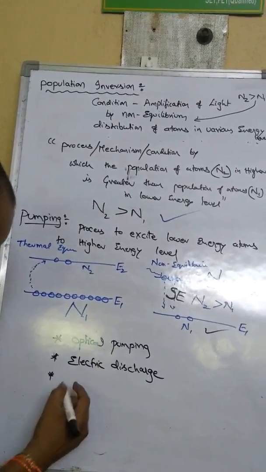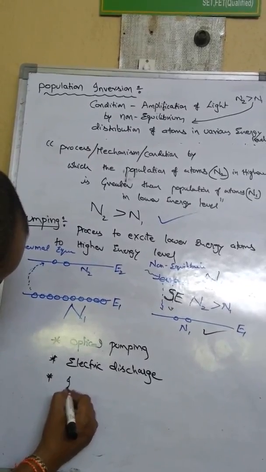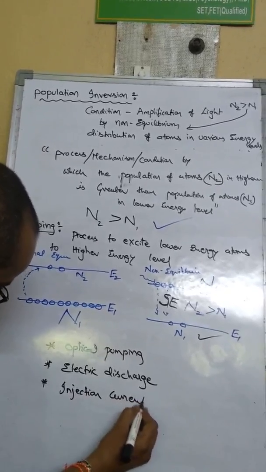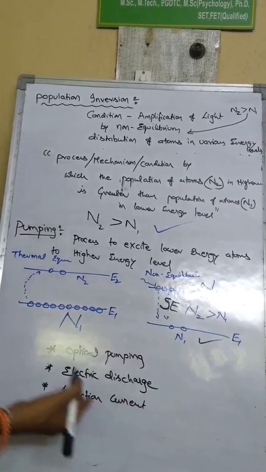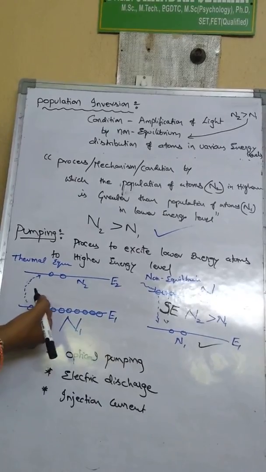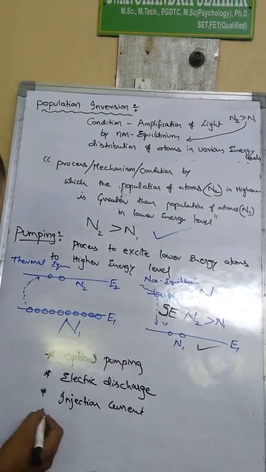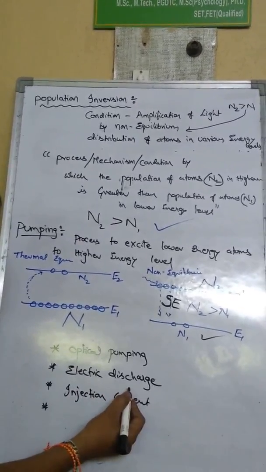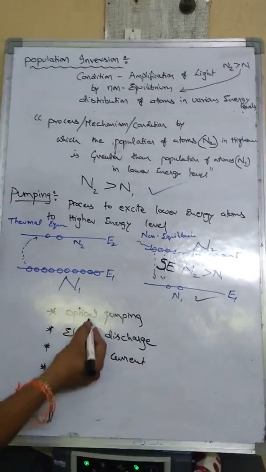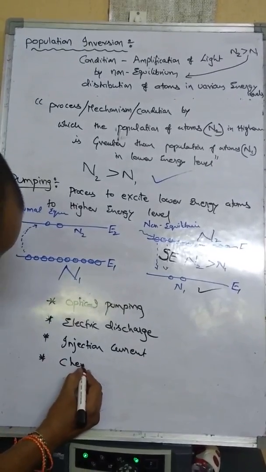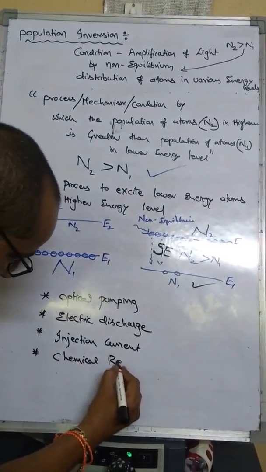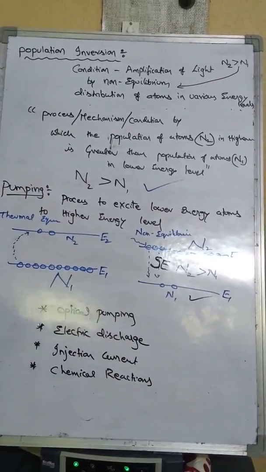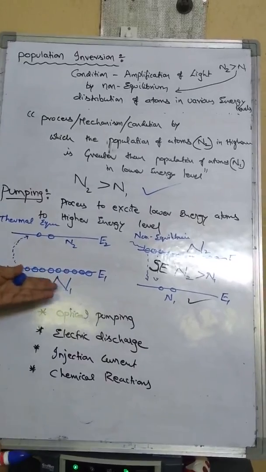And the third one is injection current. Here the current also pumps the lower energy atoms to higher energy level atoms, and this is one form of energy. Electric discharge is one form of energy, that is voltage, and here light energy. And there is also a chemical reaction. All these are the types of pumping, where the lower energy atoms can be pumped.